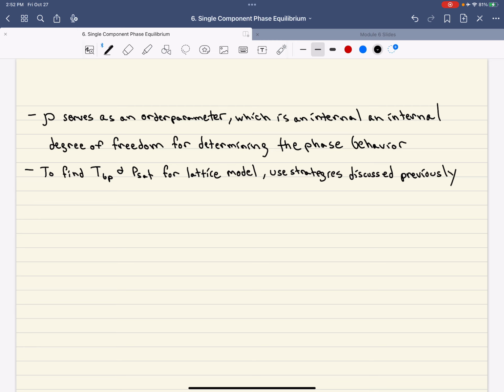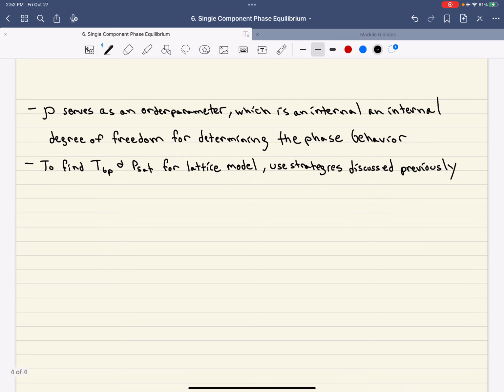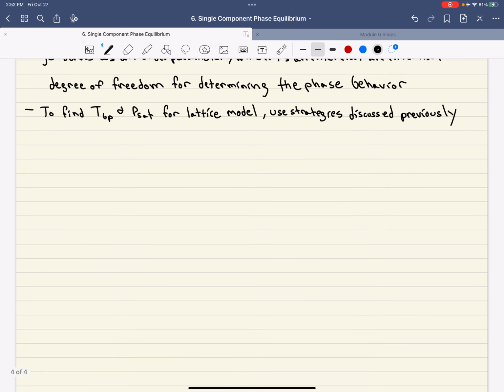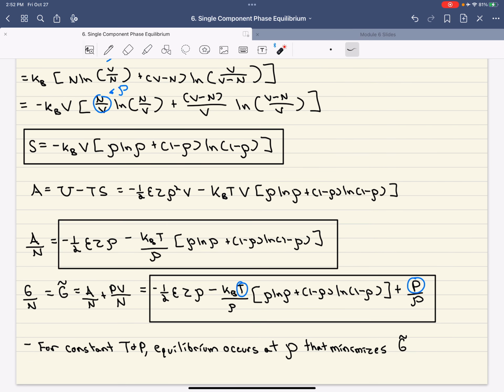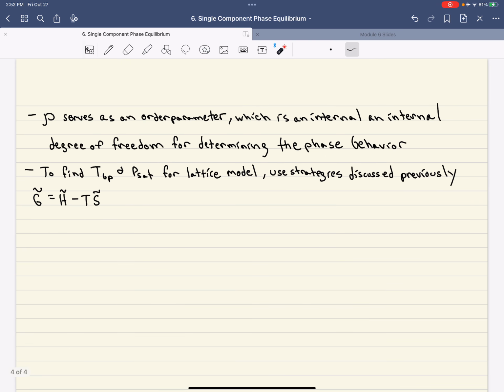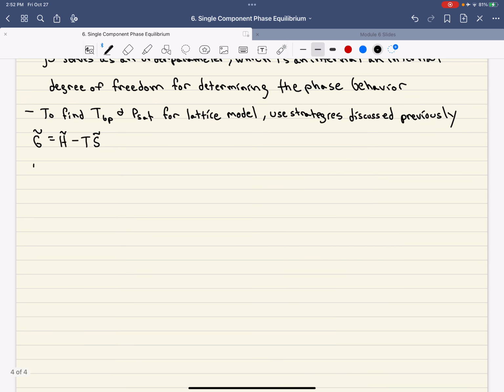Right, so okay. All right, one other thing I want to point out, we have an equation for G molar, and we know by definition that's just H minus TS. And if we take a look at this equation here, based on how these terms are set up, we could say that the enthalpy term in the lattice model is this, while the entropy term is this.